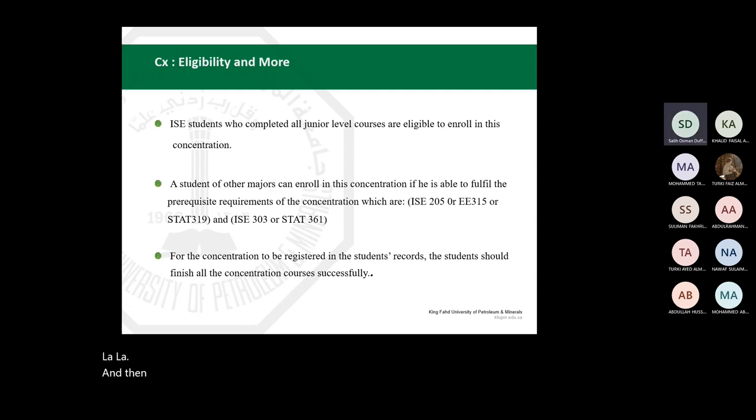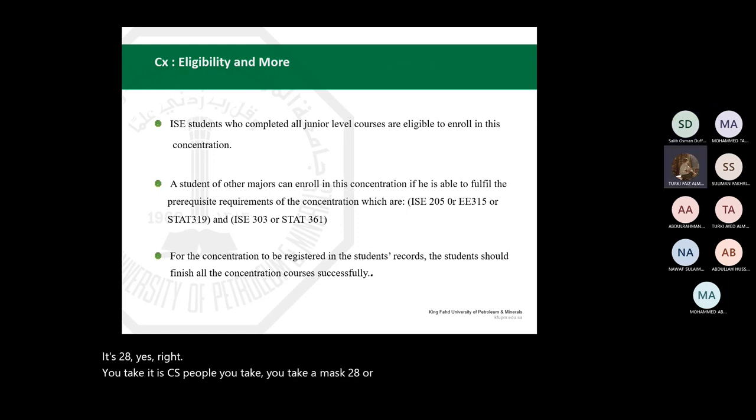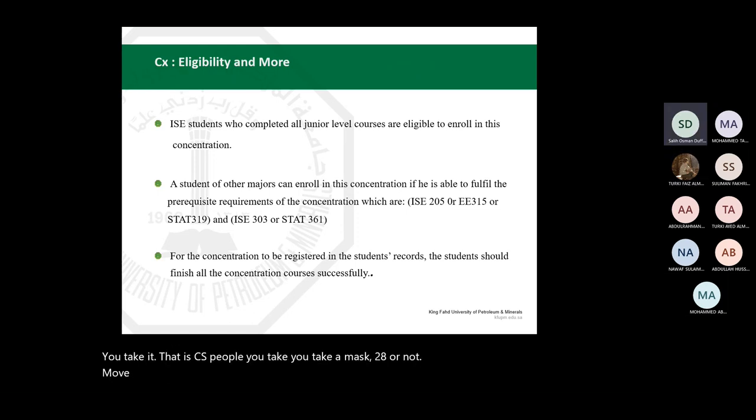For ISE 205, EE 315 for the EE people, and STAT 319 for the computer science people, if they are good and also they take linear algebra 208. Yes, right, you take it. As people, you take math 208, or not? Right, we take it. If you compare your performance in 208 and STAT 319, if you enjoy these courses I think it will fit with you.